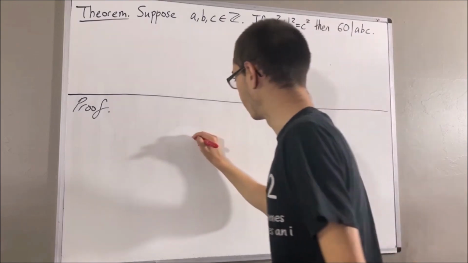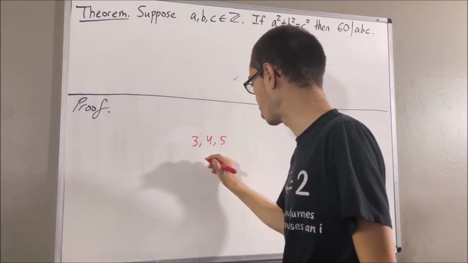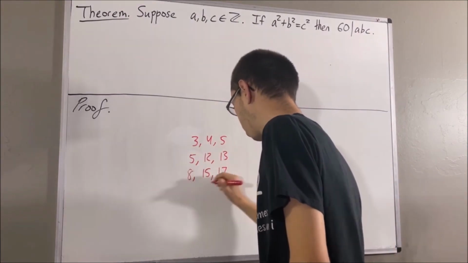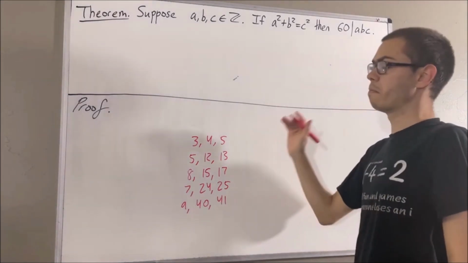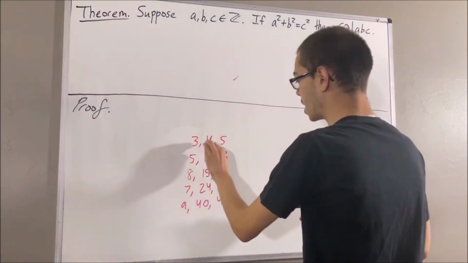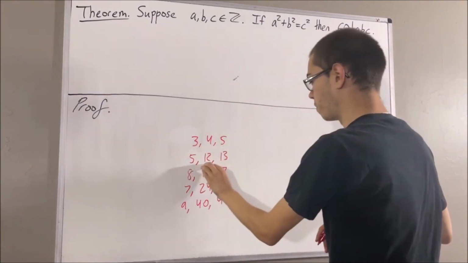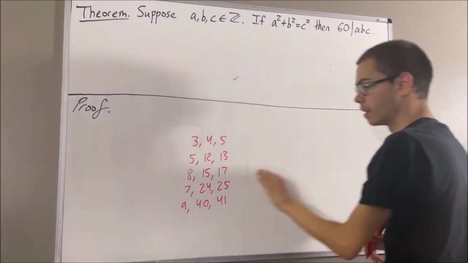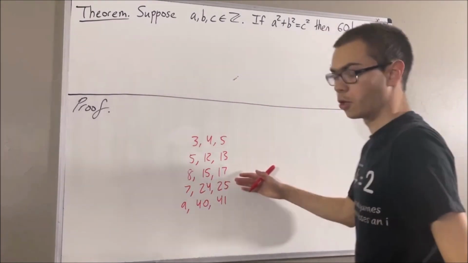So for example, 3, 4, 5 is a Pythagorean triple, and so are all of these guys. But it turns out, if you perform 3 times 4 times 5, that's a multiple of 60. 5 times 12 times 13 is a multiple of 60. 8 times 15 times 17 is a multiple of 60, and so on and so forth.